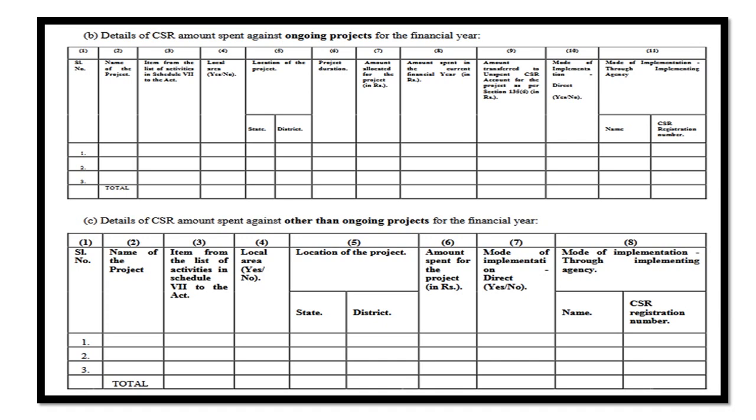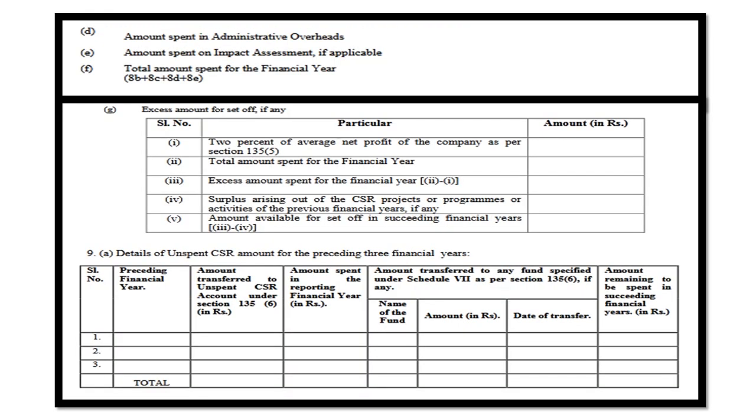You have to fill all these details. It's quite a detailed form. Then amount spent in administrative overheads, that are defined in the definitions. Amount spent on impact assessment, if applicable. I told you that there's a limit according to which you can take it as a CSR expenditure, that I explained earlier. Then total amount spent. Excess amount for set off, if any, you have to give here. Details of unspent CSR for the preceding 3 financial years you have to give here.